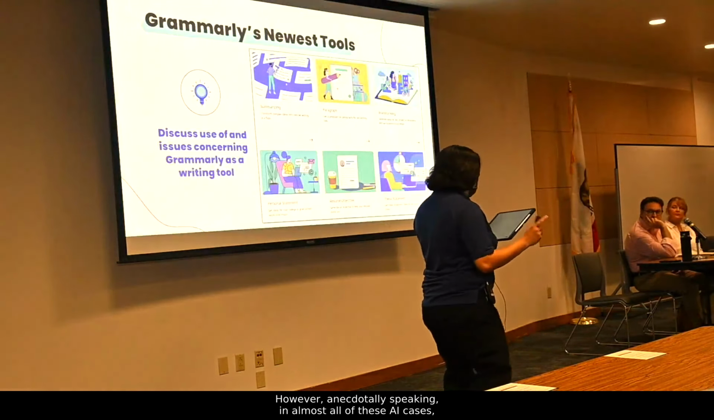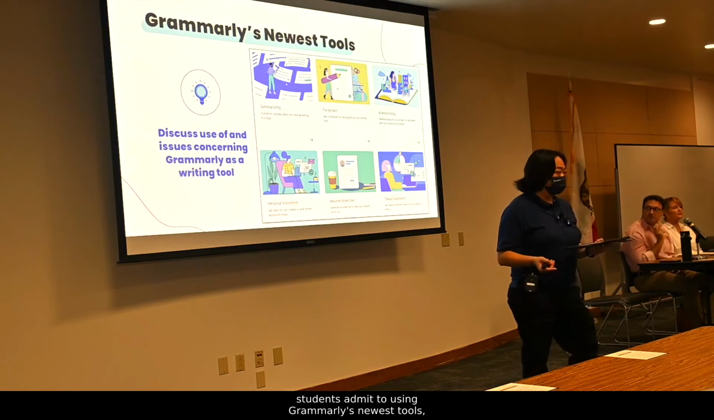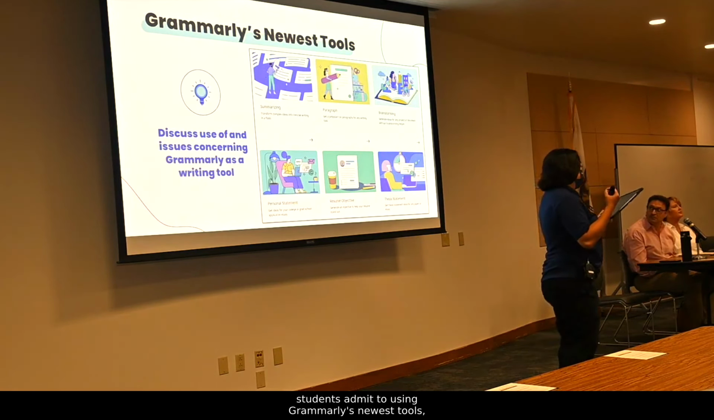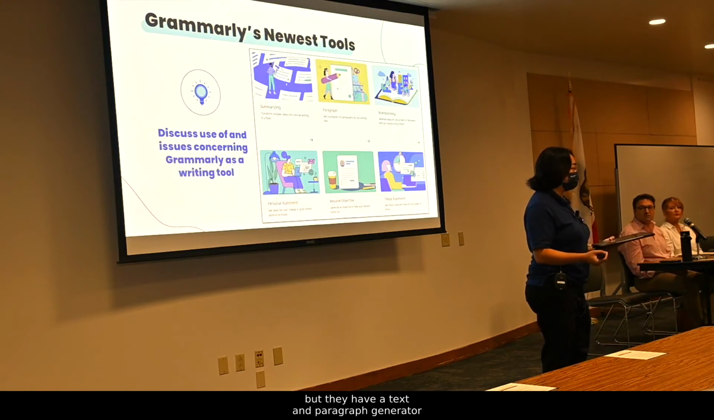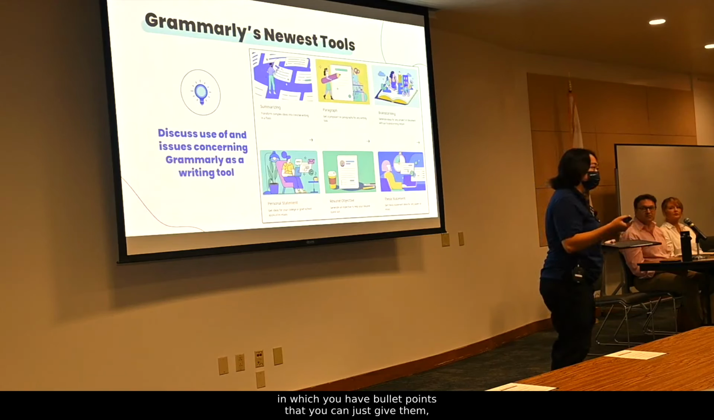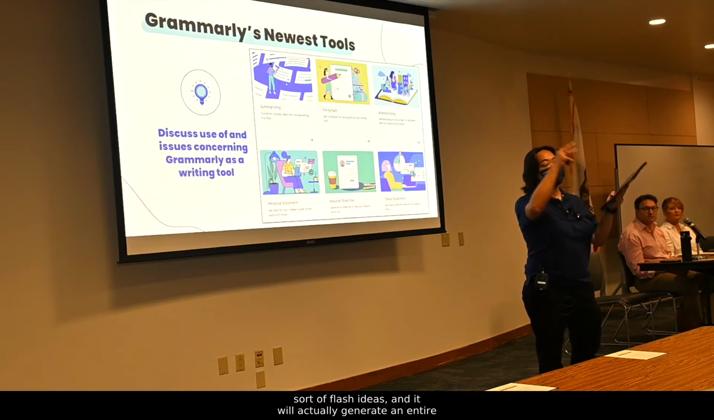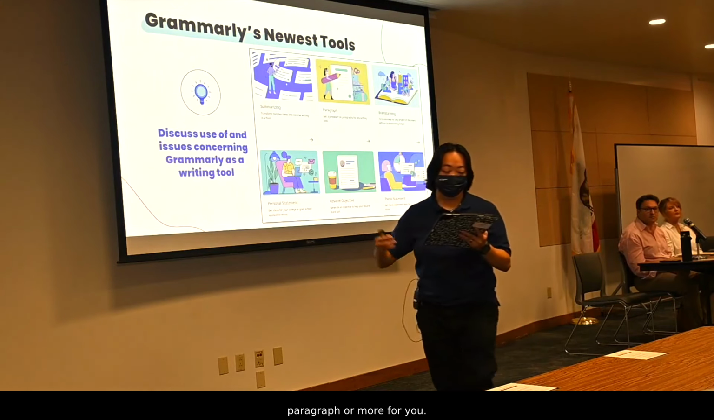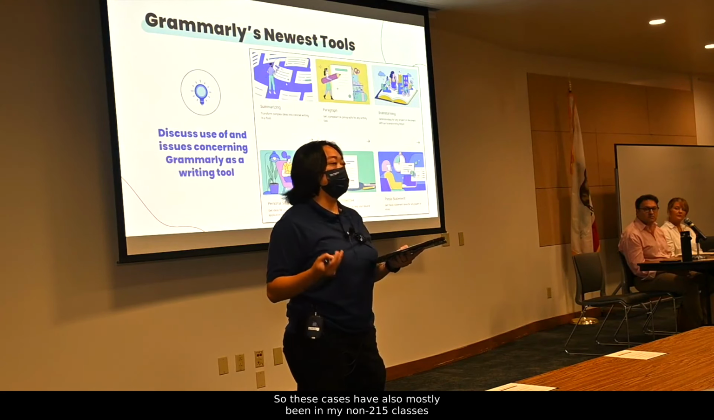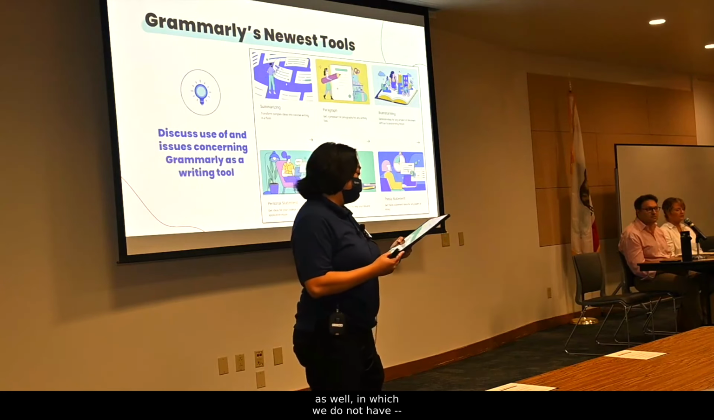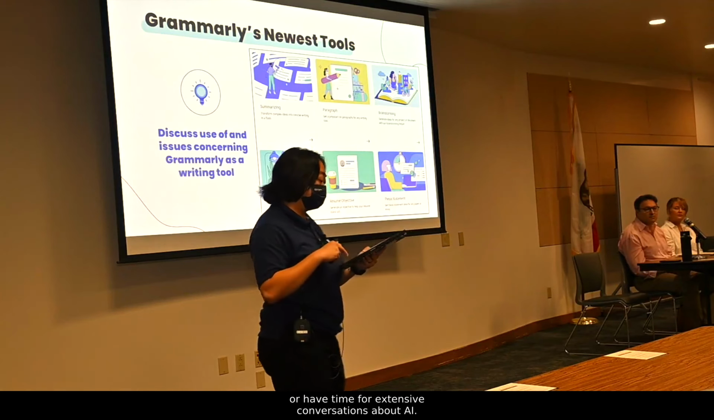However, anecdotally speaking, in almost all of these AI cases, students admit to using Grammarly's newest tools, which I didn't realize until about 2 weeks ago, but they have a text and paragraph generator in which you have bullet points that you can just give them, sort of flash ideas, and it will actually generate an entire paragraph or more for you. So these cases have also mostly been in my non-215 classes as well, in which we do not have or have time for extensive conversations about AI.